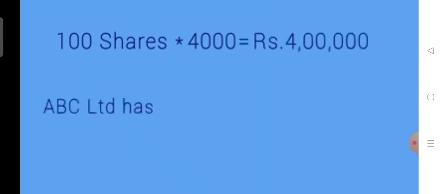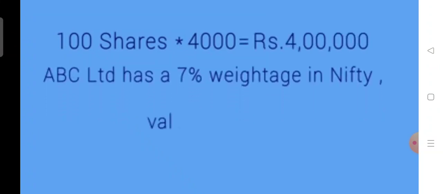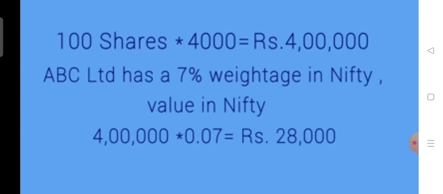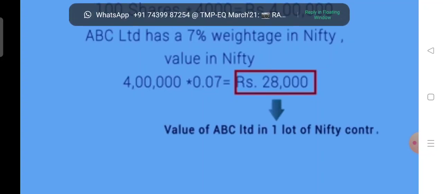So how do we solve this? Value of the contract of one lot of Nifty is 100 shares into 4,000, which is rupees 4 lakhs. And ABC has a 7% weightage in Nifty. So the value of ABC is 4 lakh into 7%, which comes to 28,000. So 28,000 is the amount of ABC in 4 lakh rupees of one Nifty futures contract.